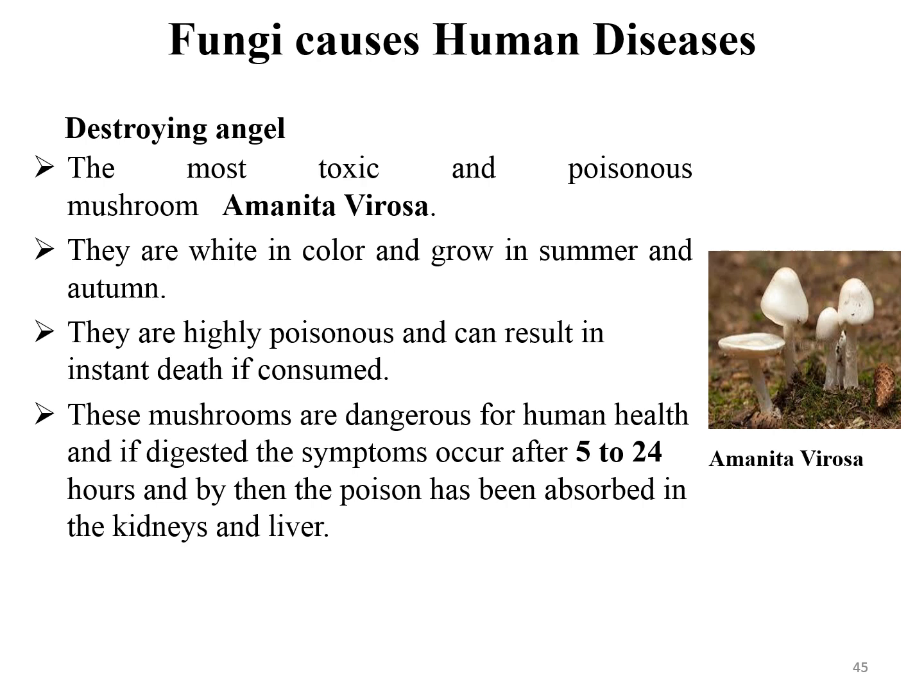So it is important to know how to identify mushrooms, as they can also be found on lawns or other grassy areas. They are white in color and grow in summer and autumn. They are highly poisonous and can result in death if consumed. These mushrooms are dangerous for human health, and if digested, the symptoms occur after 5 to 24 hours, and by then the poison has been absorbed in the kidneys and liver.